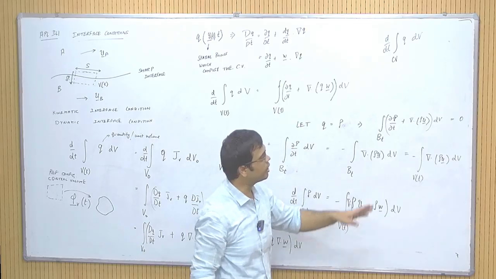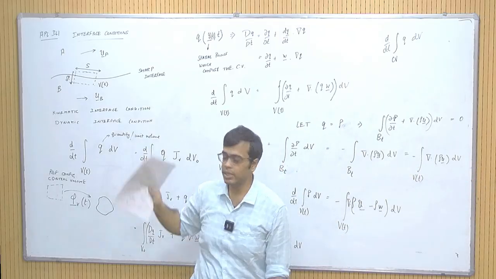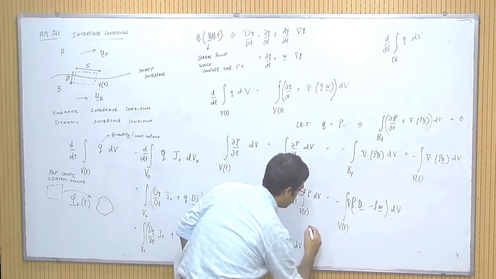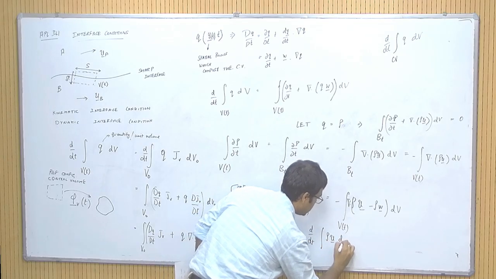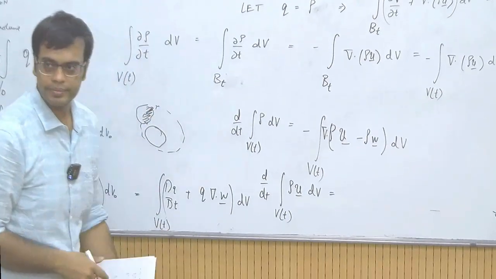If I had taken momentum, then I would need forces. But you can write the same way. We are going to use that in the interface boundary conditions. So we are going to need this. What is d by dt of the integral of rho u dv over V(t)? We are going to need what this is.